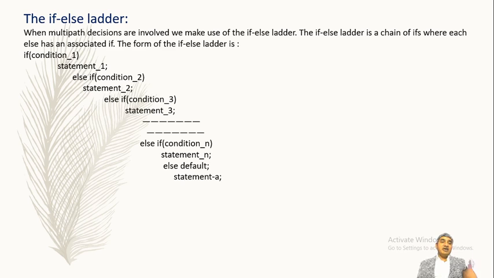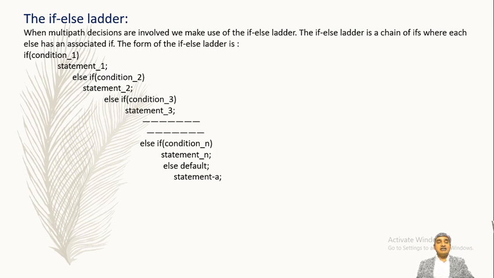Very simple. If condition 1 is true, statement 1 is executed. Else, it indicates that it is not true. Else, if now we have to check the second condition. Condition 1 is false. Now we have to check the second condition. If condition 2 is true, statement 2 is executed. Now if it is false, else if statement 3 is true, then statement 3 is executed.